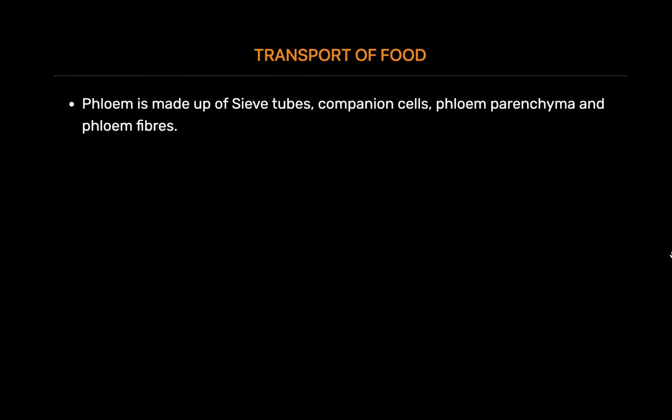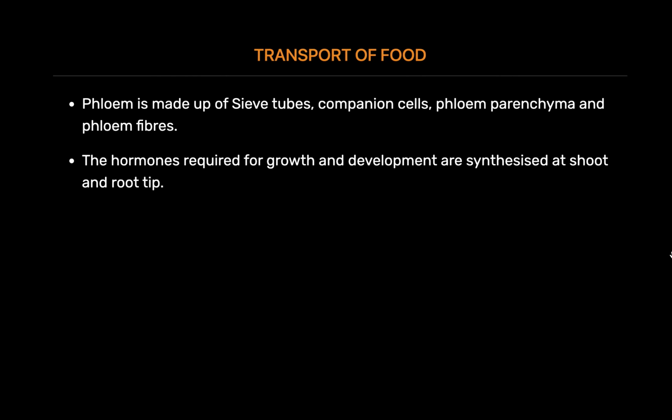Transport of food. Phloem is made up of sieve tubes, companion cells, phloem parenchyma and phloem fibers. Sieve tubes are responsible for transporting carbohydrates throughout the plant with the help of companion cells. Phloem parenchyma cells are also called transfer cells, which help in transport of food. Phloem fibers support the conductive cells of the phloem and provide strength to the stem.